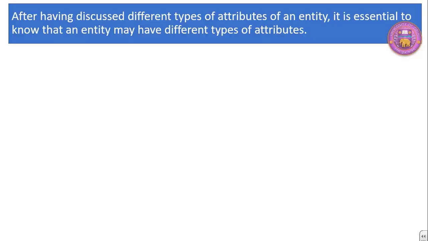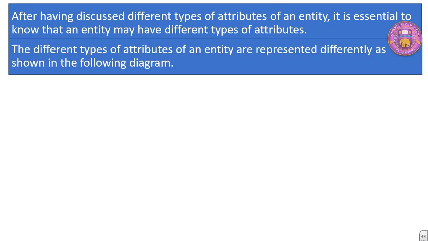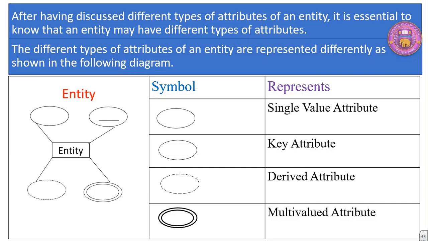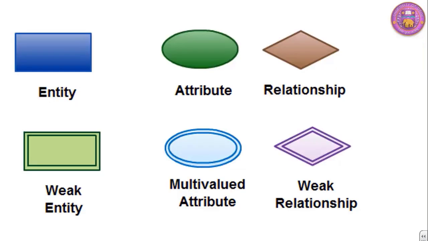Now, after having discussed different types of attributes of an entity, it is essential to know that an entity may have different types of attributes. The different types of attributes of an entity are represented differently as shown in the following diagram. If we want to represent a single value attribute, then we will represent it by an ellipse. A key attribute is represented like this: in the ellipse we have a line. The derived attribute consists of a dotted oval. A multi-valued attribute consists of two ovals. An entity shall be represented like this. These are some of the symbols used to represent entity, attributes and relationship.